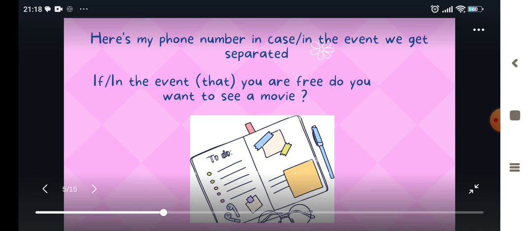And the other example: if, in the event, is optional, put that or not. If in the event you are free, do you want to see a movie? In this case, as I said, if or in the event have the same meaning, but if is most commonly used in daily conversations, and in the event is more formal than if. But maybe these are synonyms that mean if.